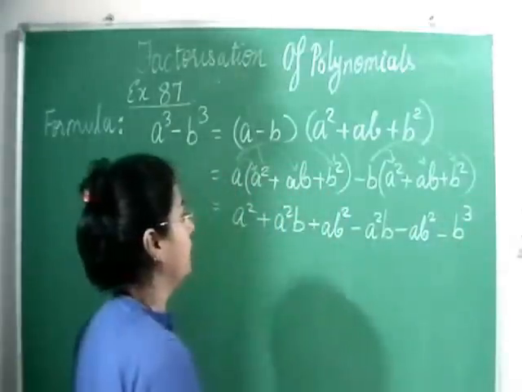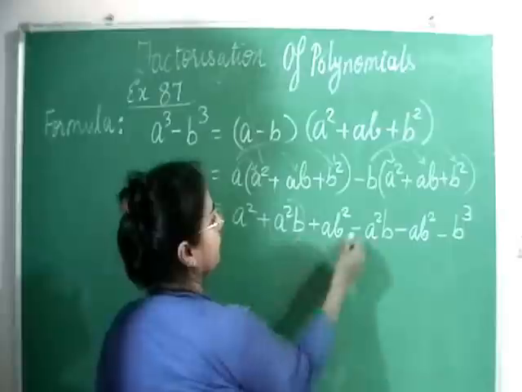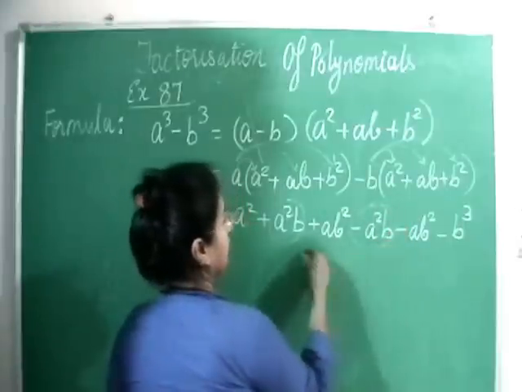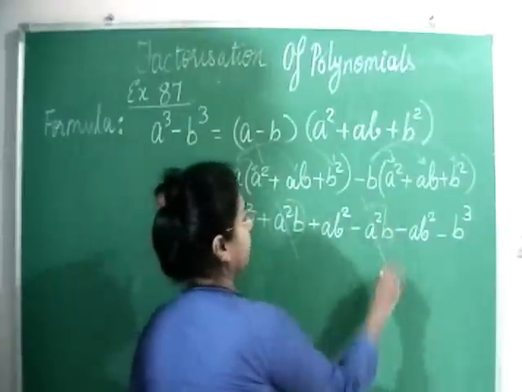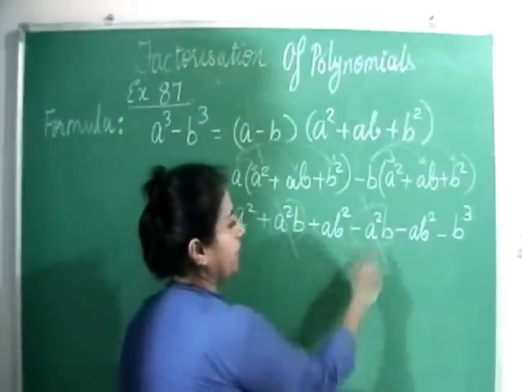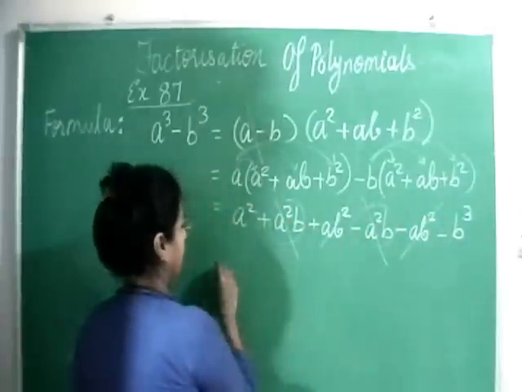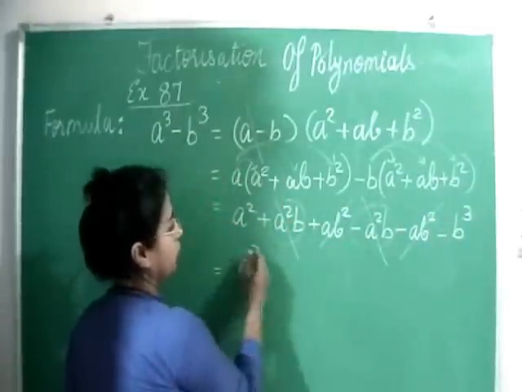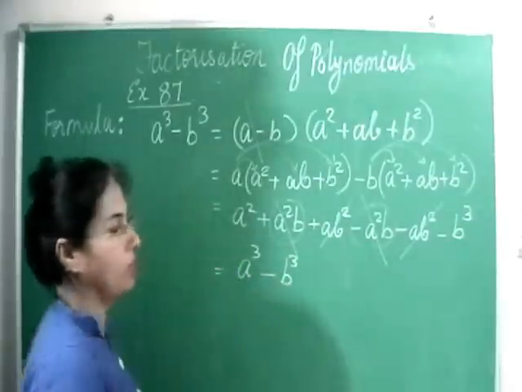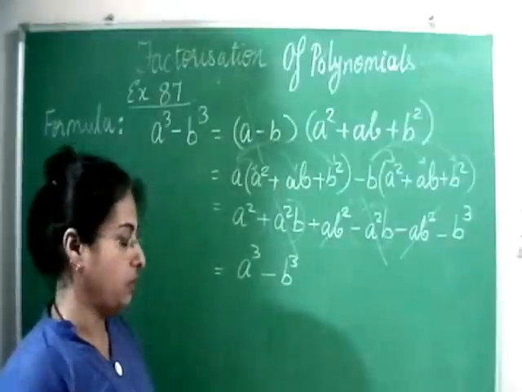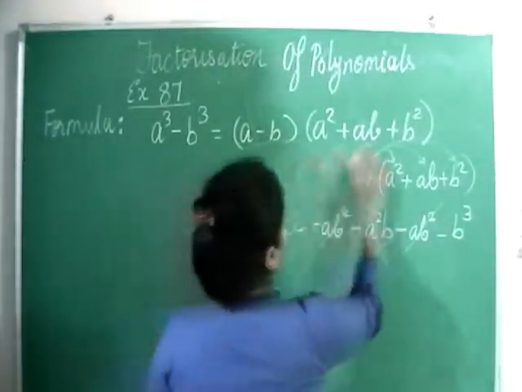Now very carefully again note it, see here. a square b minus a square b, they are plus and minus opposite, they get cancelled. Plus ab square minus ab square, these two terms get cancelled and so you are left with a cube minus b cube. So this is the way you got this formula. We are going to use this formula for exercise 87. Come on, copy down the first question first.